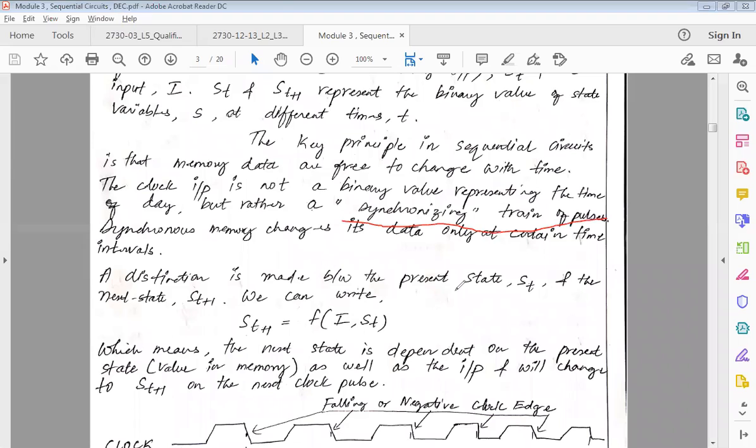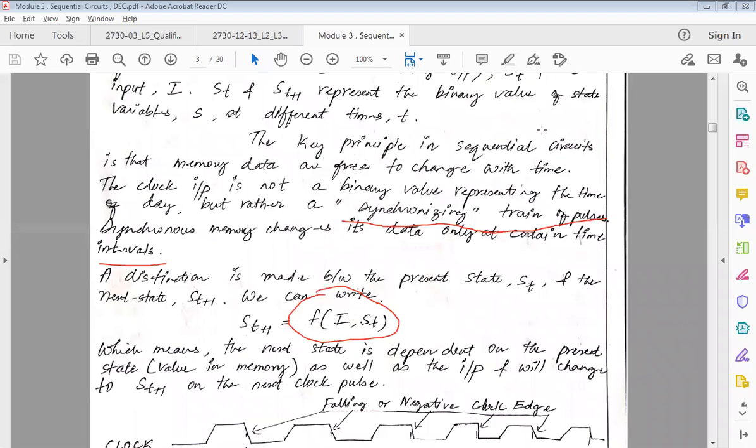So what is a clock? A clock is a synchronizing train of pulses. Synchronizing memories change their data only at certain intervals. A distinction is made between the present state St and the next state St plus 1, when we write the state. St plus 1 is a function of input and present state.